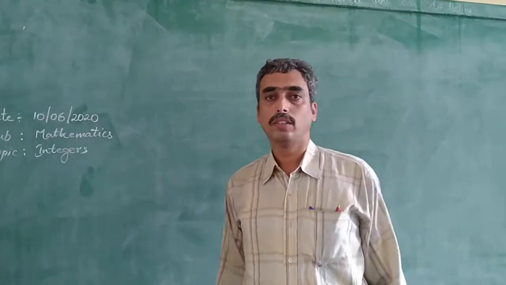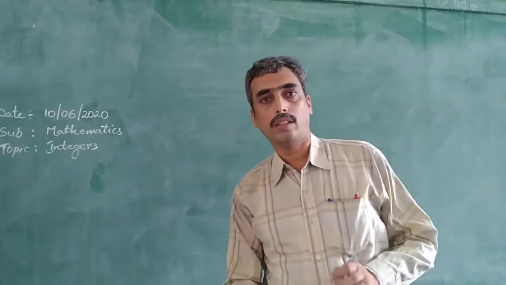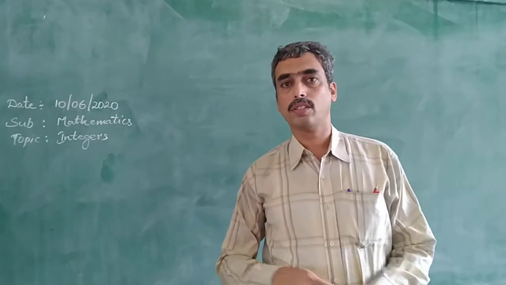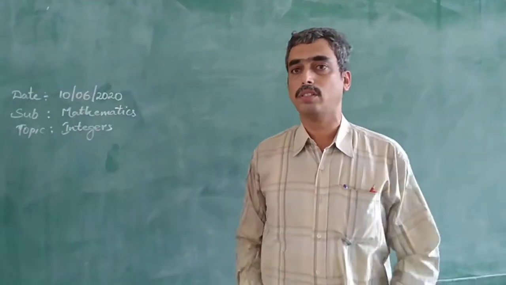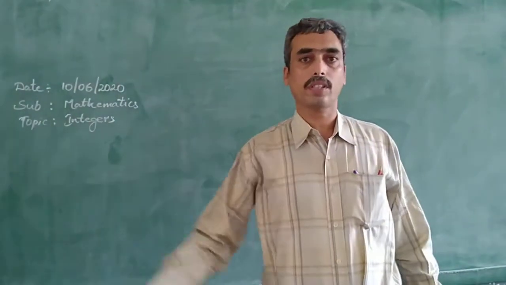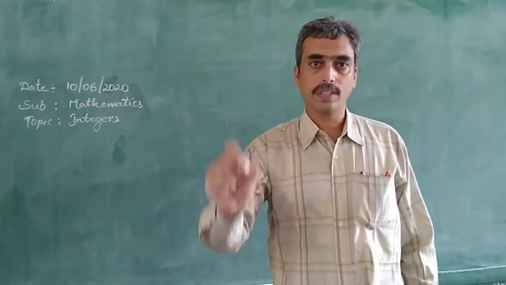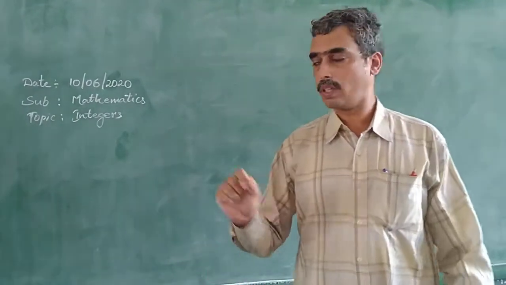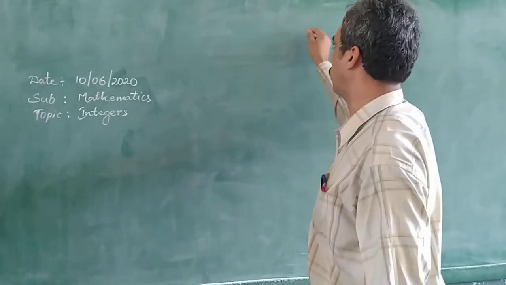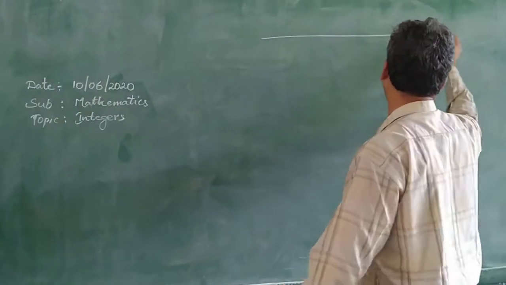Good morning, children. Yesterday we have seen the opposites of integers, the opposite statements of the given statements, and how to represent the statements as integers. We have also seen how to draw a number line. Once again, I will show you how to draw a number line.